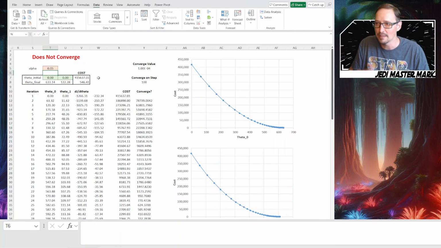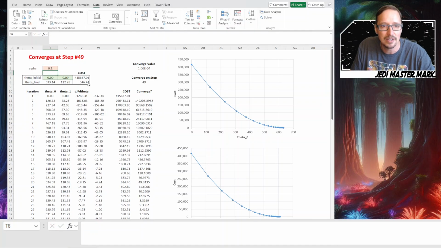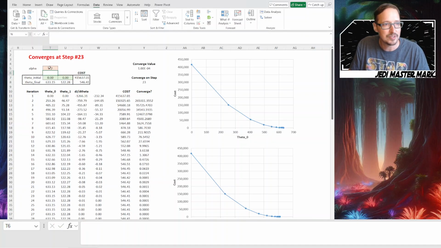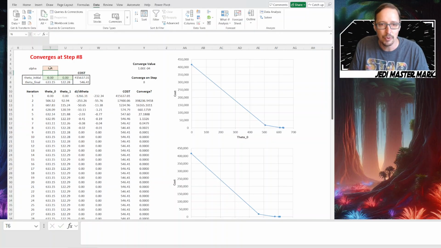Even 0.05 is a bigger step. You saw how it's taking bigger steps as it goes down this parabola to obtain the minimum value. 0.1 was where we were at. That very smoothly converges to these optimal model parameters. What happens if you keep increasing it? 0.2, let's go 0.4. Yeah, some of these bigger step sizes get there a whole lot quicker. You can see 0.4 converges on step 8.